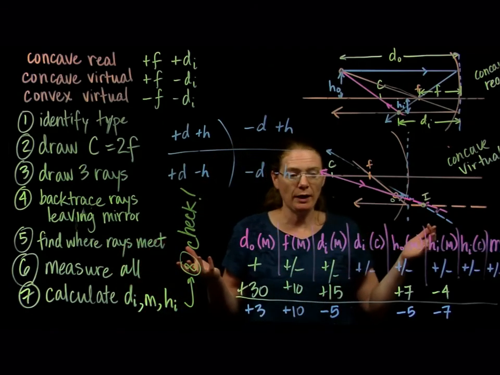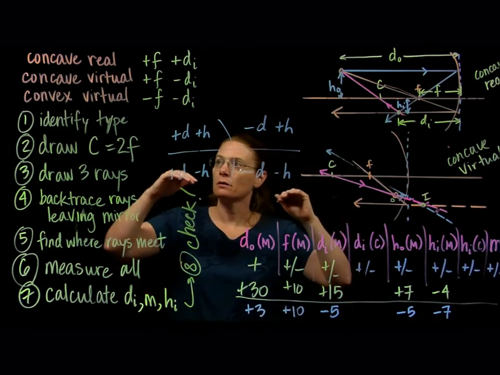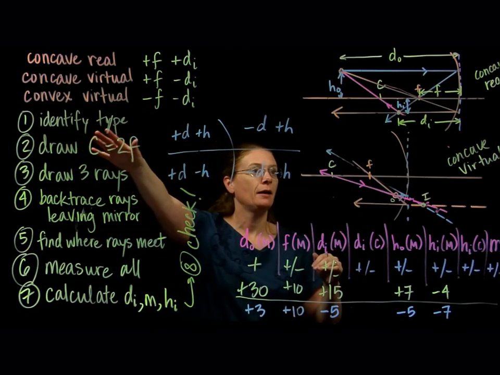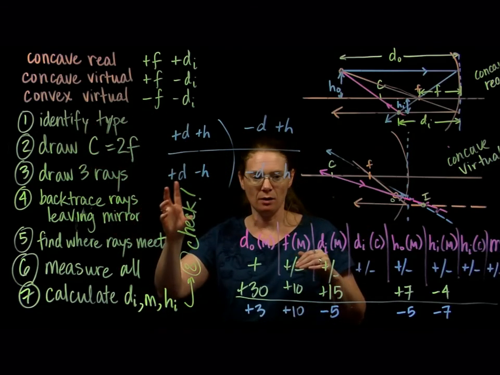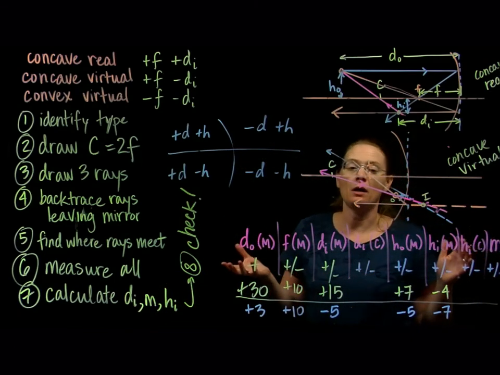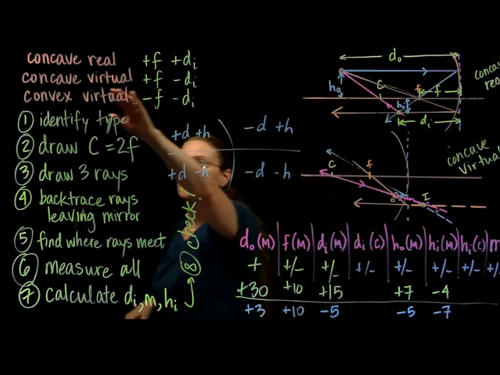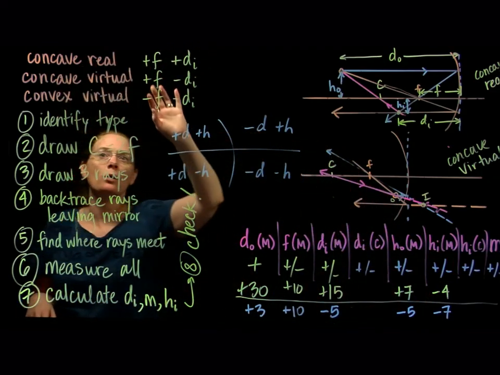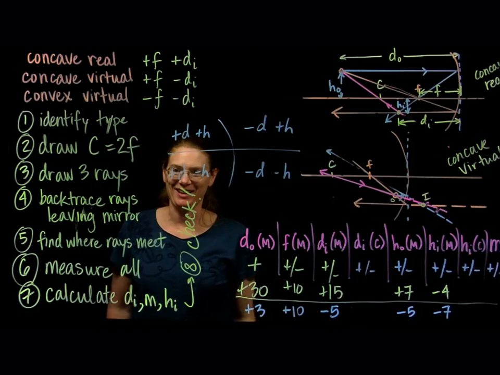So that is the way to deal with curved mirror problems. And I think we've got it all. So that should be a good overview for you to figure out how to solve these no matter which type they are. Concave real, concave virtual, or convex virtual. All right, that's all I got. Good job.